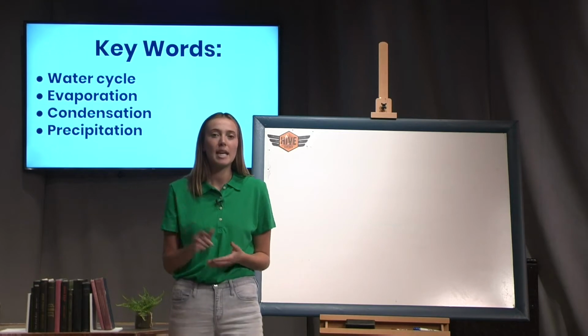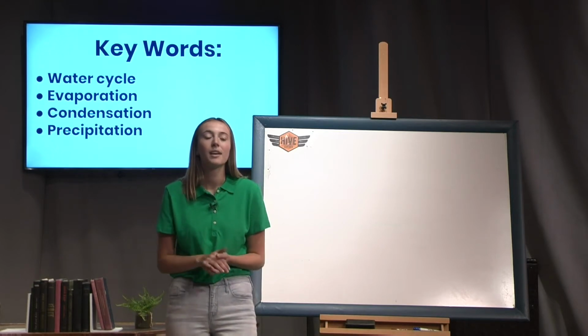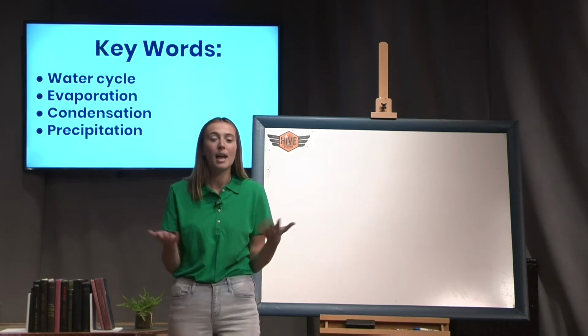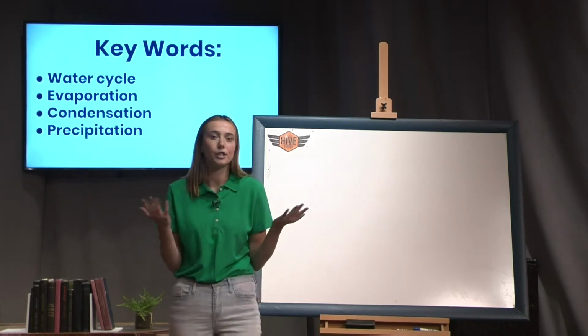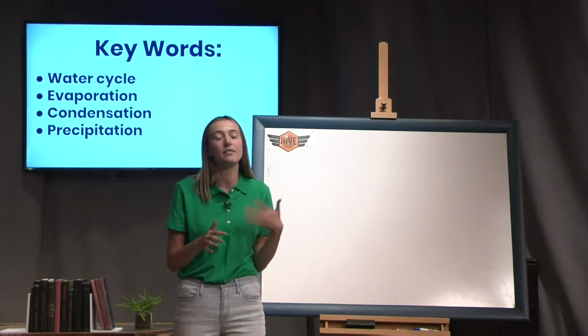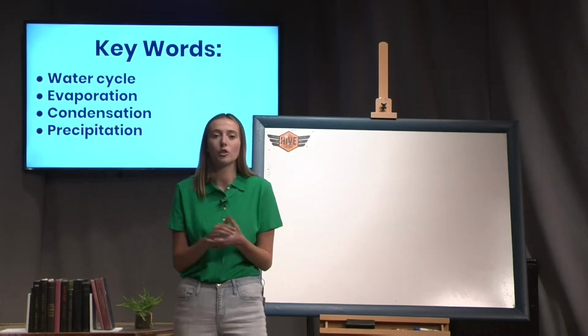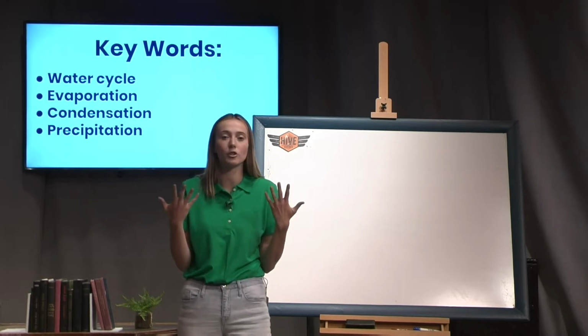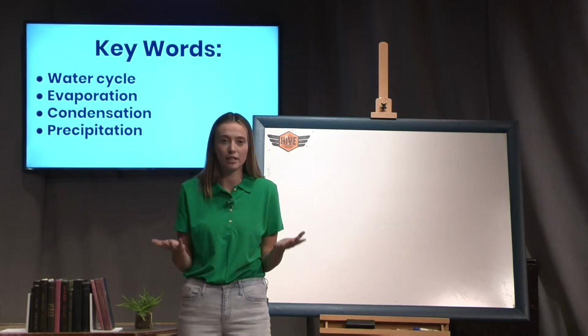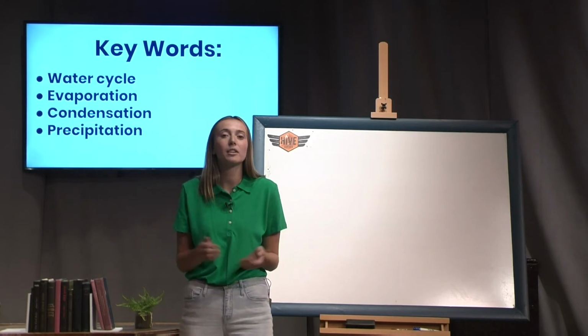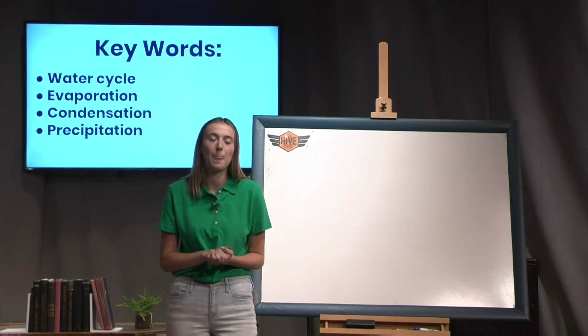The first word is the water cycle. Now the water cycle is very important because we need water and we need rain. We need water to drink. We need water to feed our plants, our crops, such as mangoes or corn, so we can eat those crops and plants, our fruits and vegetables. And if they don't have water, then they can't grow. So the water cycle is very, very, very important.